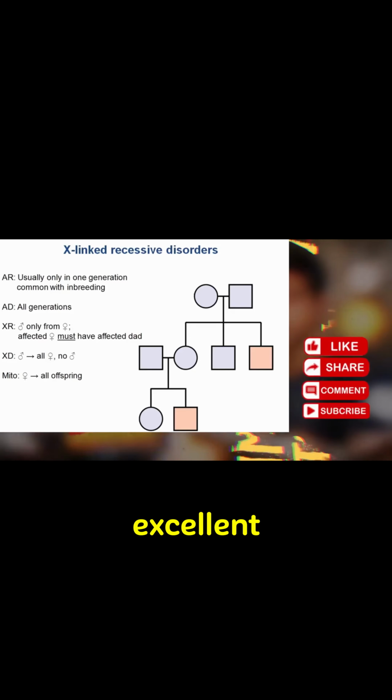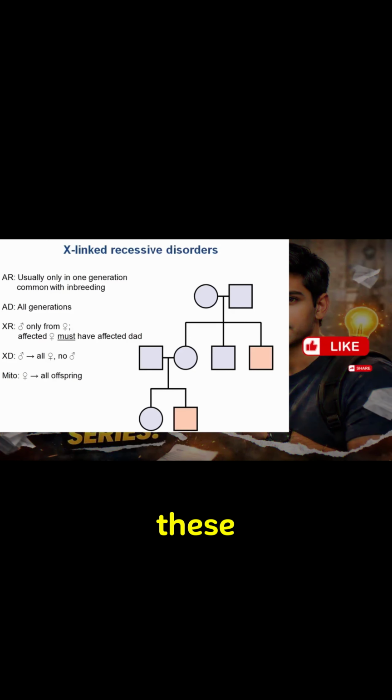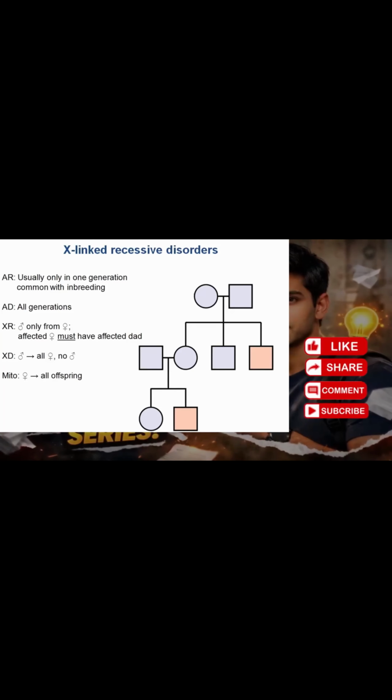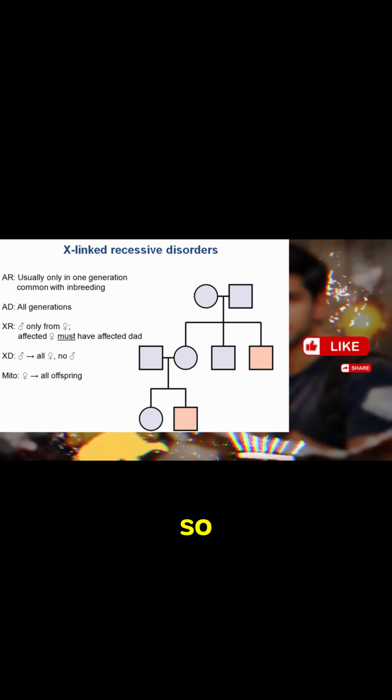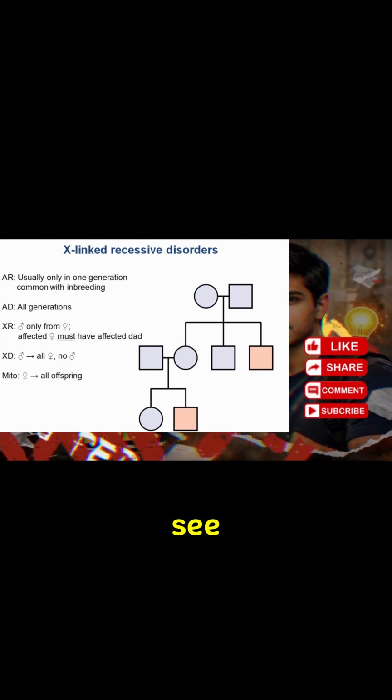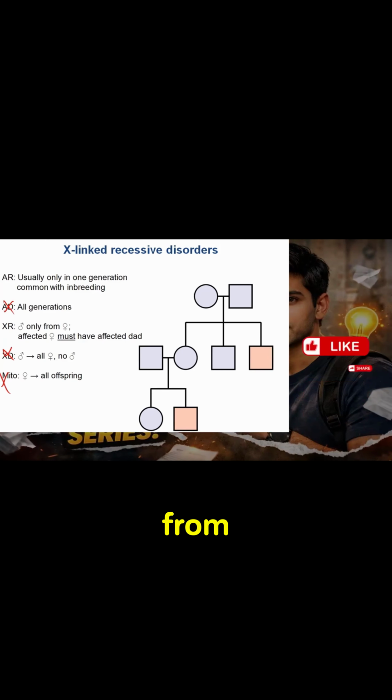Okay, let's talk about X-linked recessive disorders. Remember, these diseases most commonly affect males who always inherit it from their mother. You can identify these in a family tree using the process of elimination. So for this tree, you can tell it can't be autosomal dominant or X-linked dominant since you don't see it in all generations. And it's not mitochondrial since nobody's getting it from their mother.